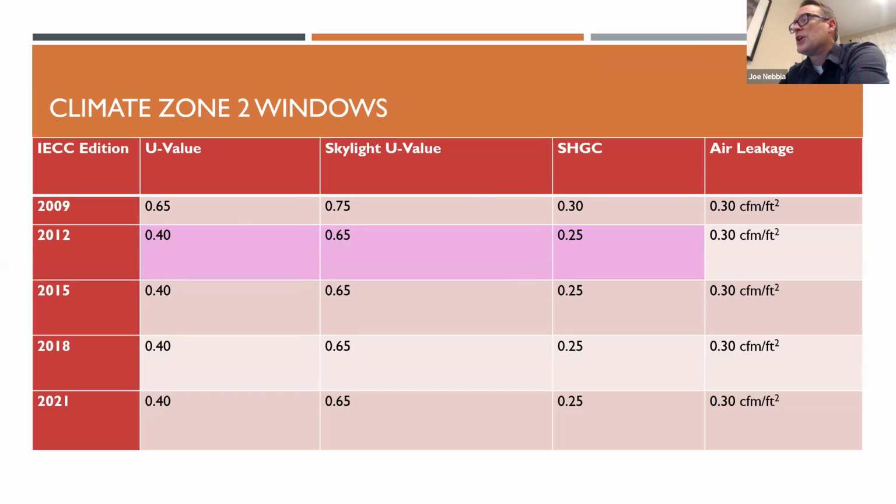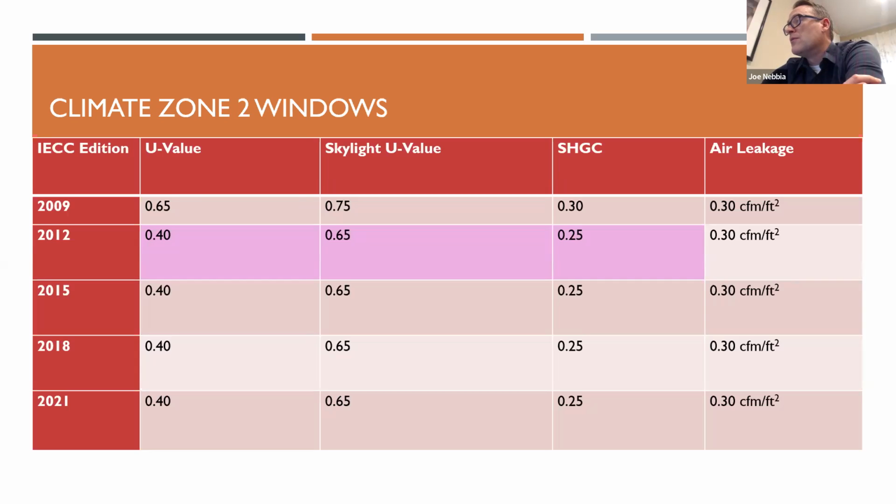Now, I'd like to talk about climate zone 2 windows, where we see a little bit more stringent requirements as far as U value goes. You can see from 2009 to 2012, the U value of vertical fenestration or non-skylights went from a 0.65 to a 0.40 U value window. And 0.40 is a pretty easy window to get out there.